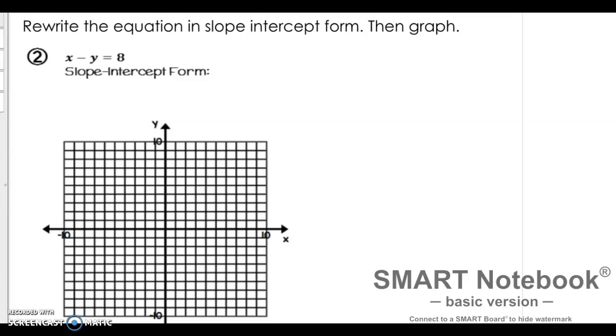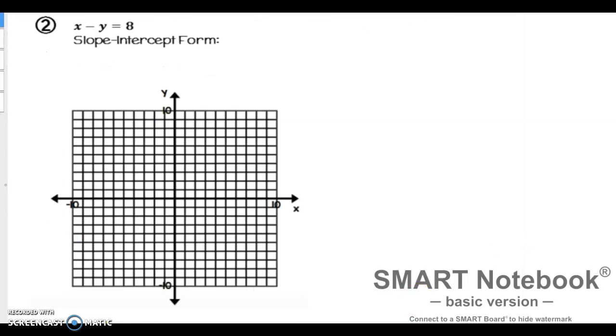Alright, so this problem here says rewrite the equation in slope-intercept form, then graph. So our equation, x minus y equals 8, that equation is in standard form. So I'm going to rewrite it over here. x minus y equals 8. So we need to take this equation and rewrite it in slope-intercept form.